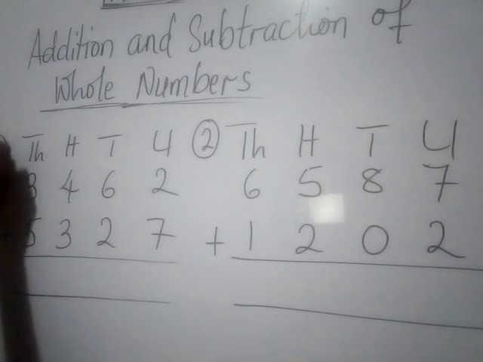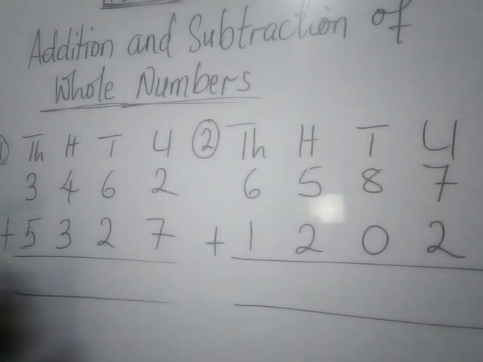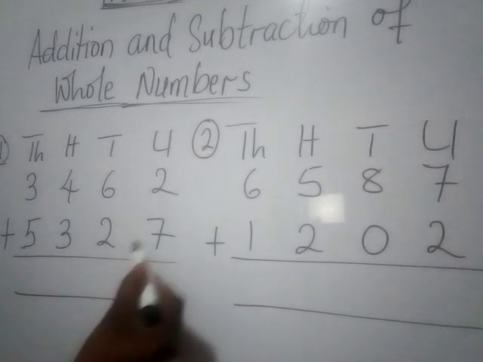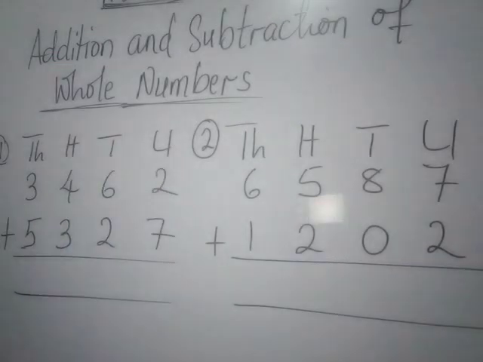So the first example here, we have the numbers 3,462 added to 5,327. Now let me quickly point out that the examples we have here right now do not involve regrouping. I know by now you know what regrouping is about: when you have extra or spillover that cannot stay in a particular part and you move it to the next section. So this is without regrouping. After this we look at addition with regrouping, and then we look at subtraction before moving on to decimal numbers.